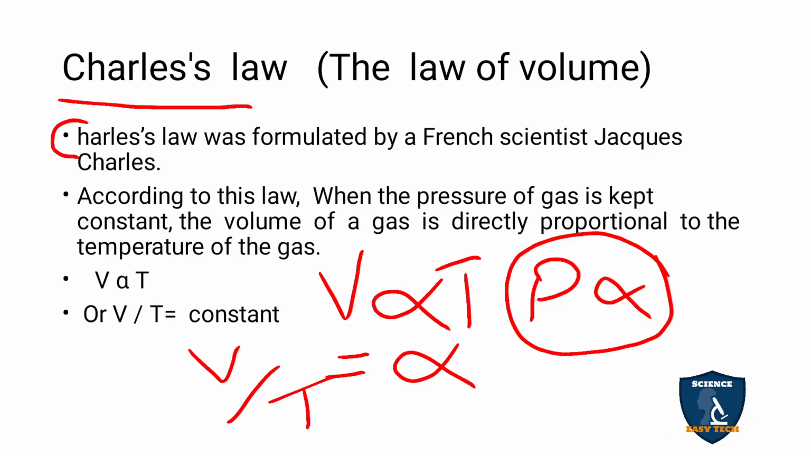So in Boyle's law, temperature was kept constant and the volume is inversely proportional to pressure. But here in Charles' law, pressure is kept constant and volume is directly proportional to temperature. Which can be written as V is directly proportional to T, or V by T is equal to constant.